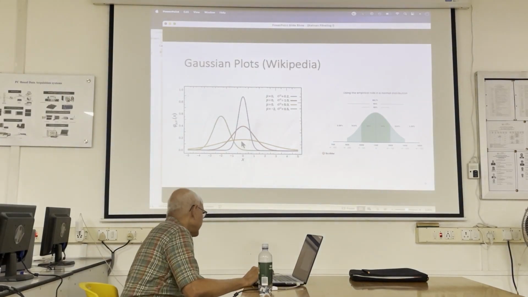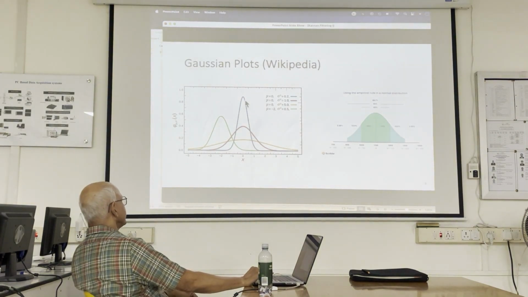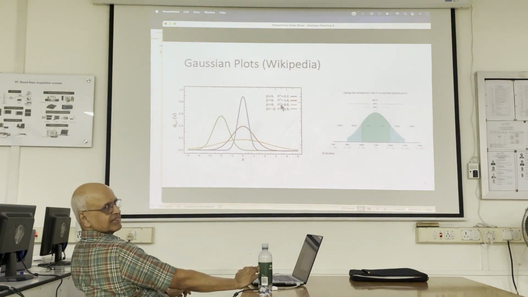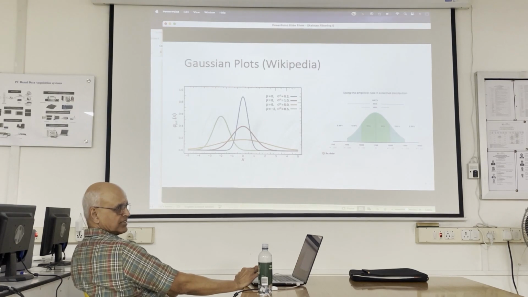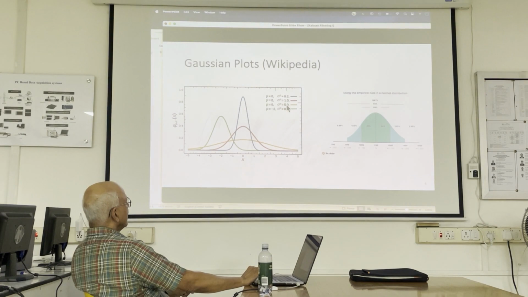Okay, now let's focus on the figure on the left. There is a comparison to be made between the blue, the red, and the yellow, because all three have a mean of 0, but they have different standard deviations. The standard deviation is sigma, right? Sigma squared is variance. Variance is the square of the standard deviation. So the variance is 5 for the yellow. For the red, it is 1, getting smaller. And for the blue it is 0.2, getting even smaller.